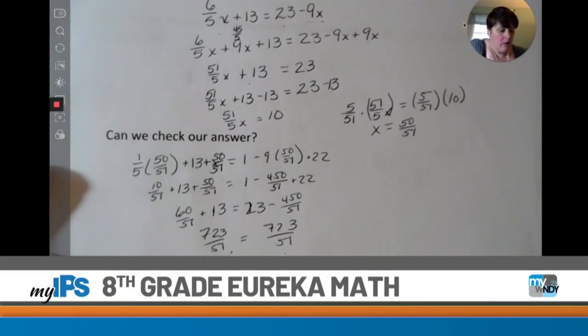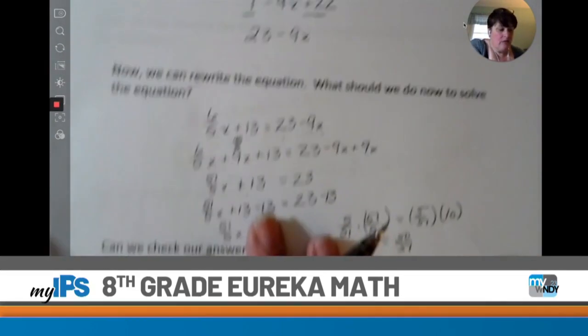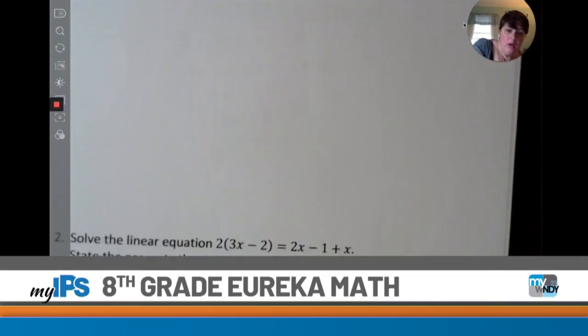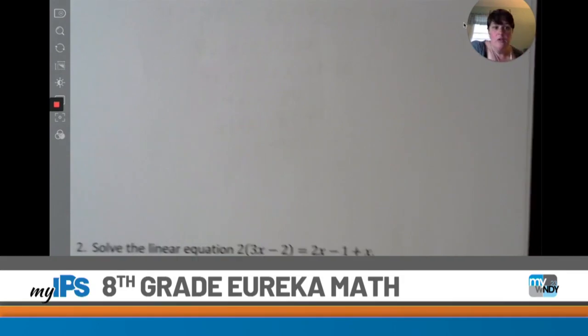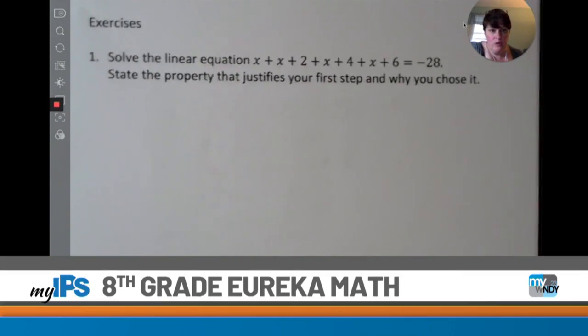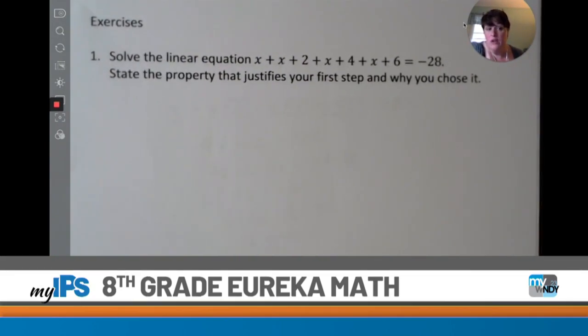Okay, now that we've talked about some examples, I want to give you an opportunity to do some problems. Could you please look at exercise 1 and exercise 2 on your student pages that you either printed out or have in your book? Just 1 and 2 to start with. Here are my directions. I would like you to solve these linear equations. Take as much time as you need.